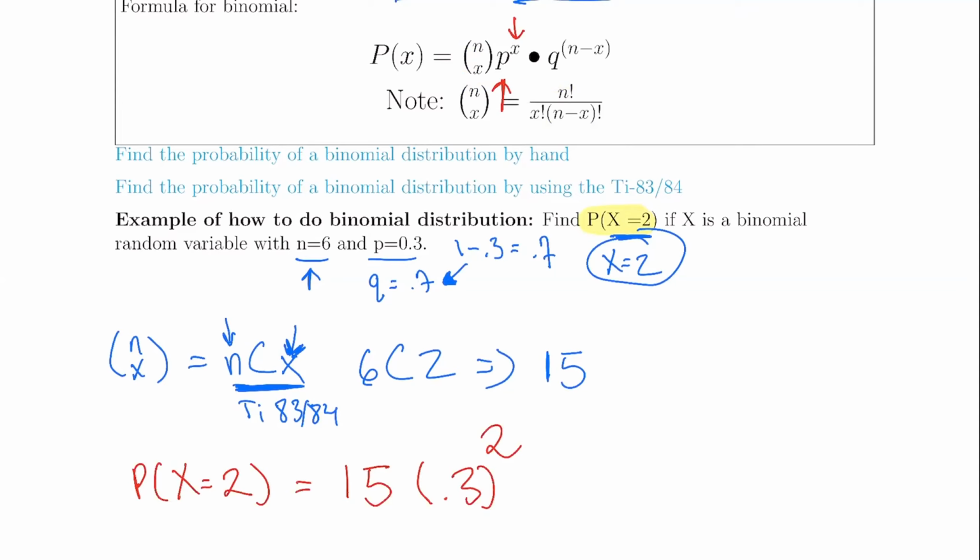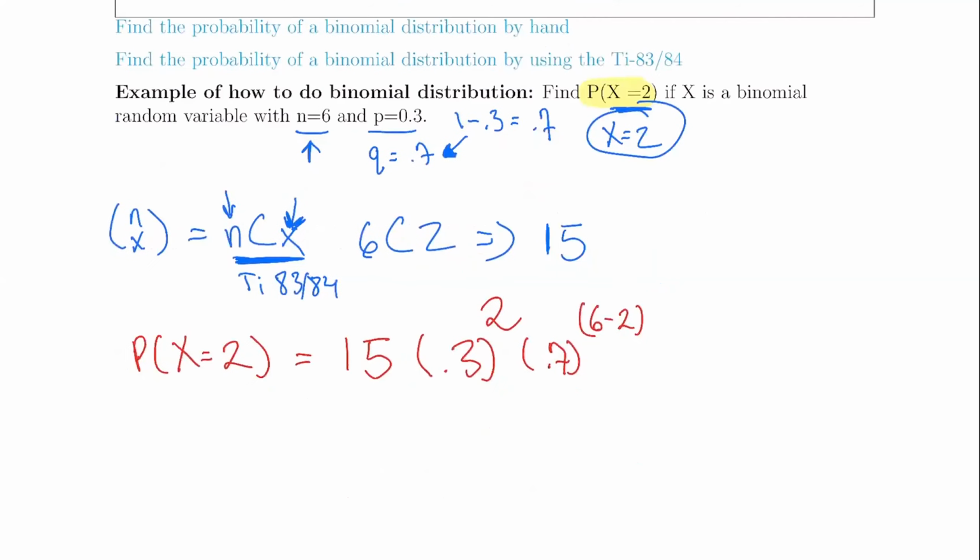If you look at the next portion, you get Q. So Q is 0.7. And then we want to put how many failures we want, which n minus x will give us. Because if I do 6 minus 2, what's 6 minus 2? So what does 6 minus 2 give us? All right, 4. There we go. So 6 minus 2 gives us 4.